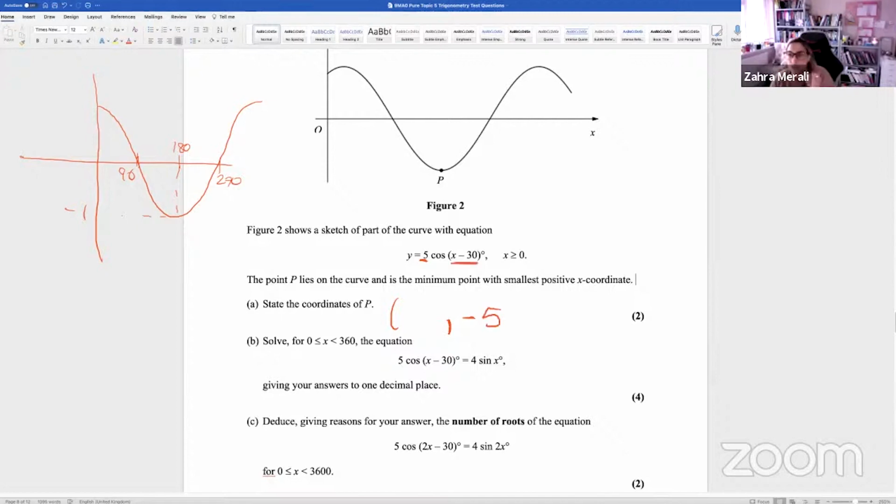My x coordinates are the things inside the bracket, and x's always do the wrong thing. So instead of minusing 30, we're adding 30. So instead of 180, that becomes 210.